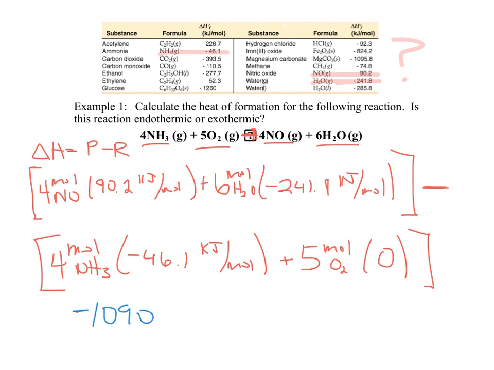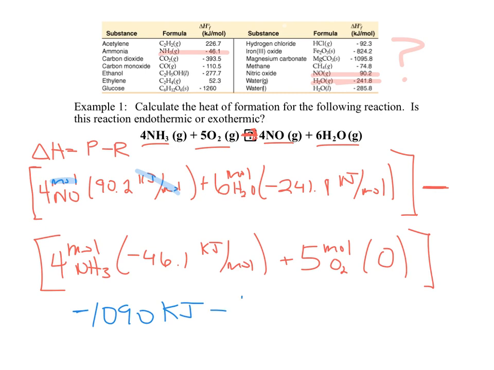And if you look at your units, we've got moles and we've got kilojoules per mole. So the moles are going to cancel out, and my answer units are just going to be kilojoules. Kilo means 1,000, so every kilojoule is 1,000 joules. Now I'm going to do the same thing for my reactants. I'm just going to multiply them and then add them together. So 4 times negative 46.1, 5 times 0, I don't have to worry about that.